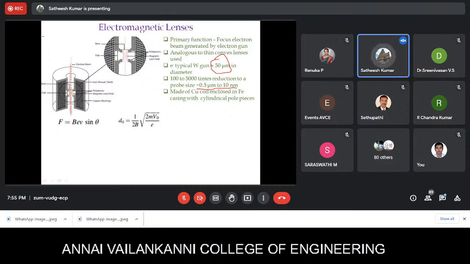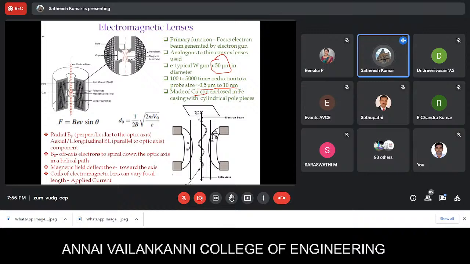So the role of the electromagnetic lens is particularly to focus the electrons to get a beam size or spot size of this particular size. These electromagnetic lenses are made up of copper coils. They are enclosed in an iron casing with cylindrical pole pieces. This is how it looks, and this is the pole pieces in a very magnified view.